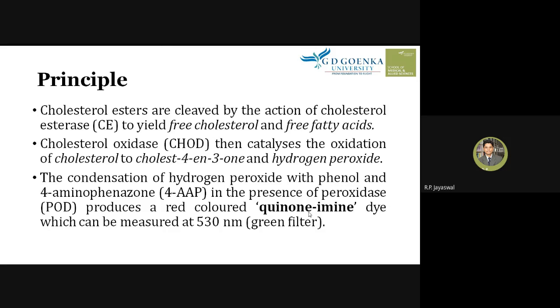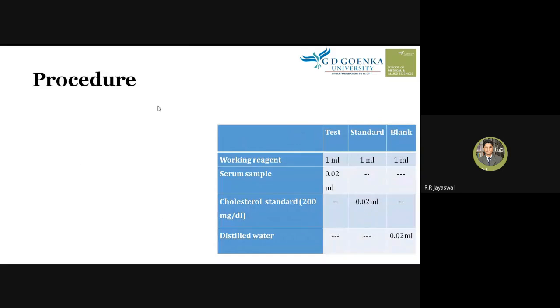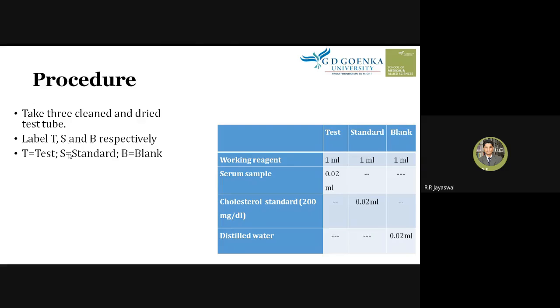Now the procedure for the test is that we take three clean and dry test tubes. We label the test tubes as T, S and B respectively: T for test, S for standard, B for blank. Then we have to prepare the respective ingredients in the respective test tubes.